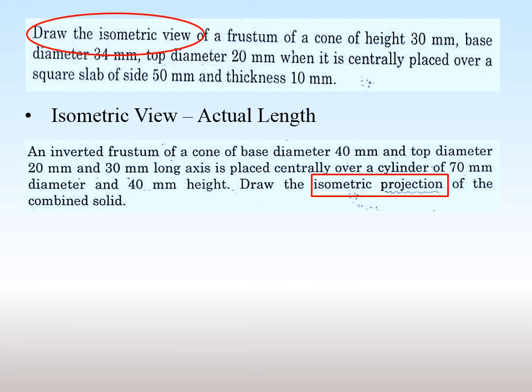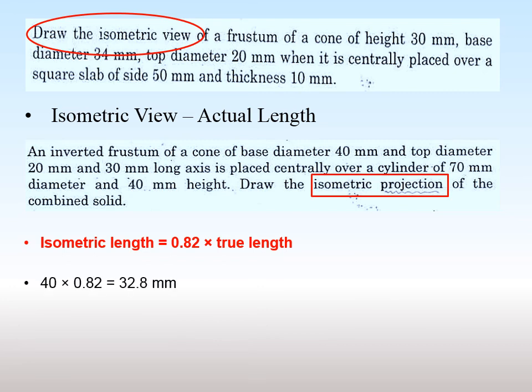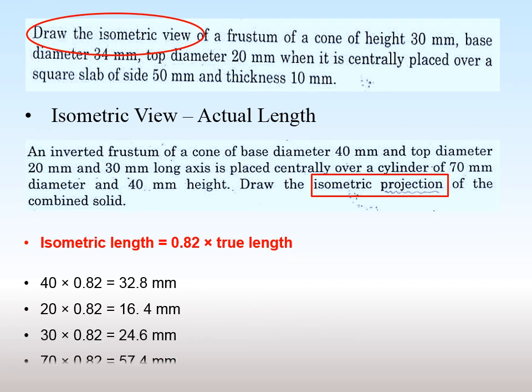For converting, we know the formula: isometric length equals 0.82 times the true length, that is the given length. So converting 40 mm, it will give 32.8 mm. Similarly, 20 will give 16.4 and so on for the other values. This is the simplest method. By using a calculator, we can get the isometric length in a fraction of a second.